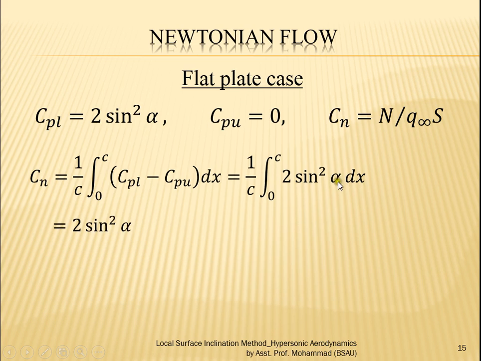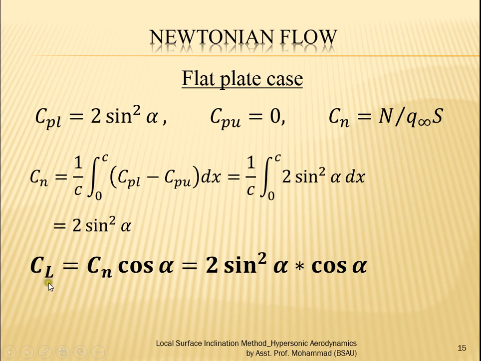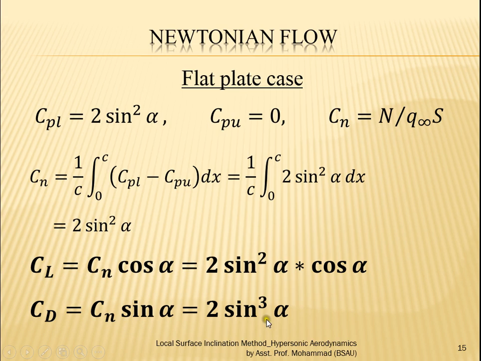Since x has nothing to do with alpha, its integration from 0 to c divided by c will give 2 sine squared alpha. So whatever we had as Cpl, the same thing becomes Cn also. So Cl will be Cn cos alpha, because the normal force remains inclined at angle alpha. So 2 sine squared alpha becomes times cos alpha, and CD becomes 2 sine cubed alpha.